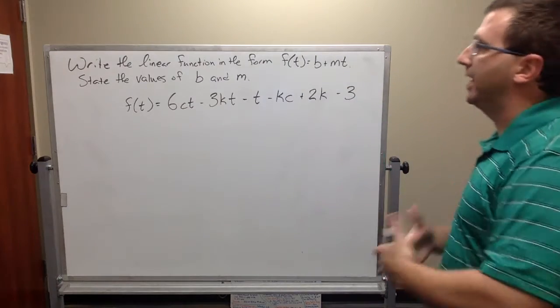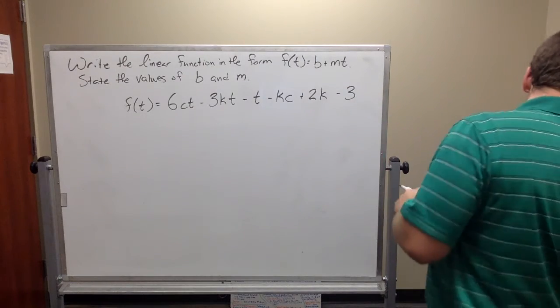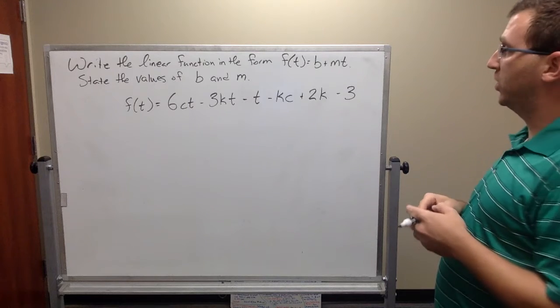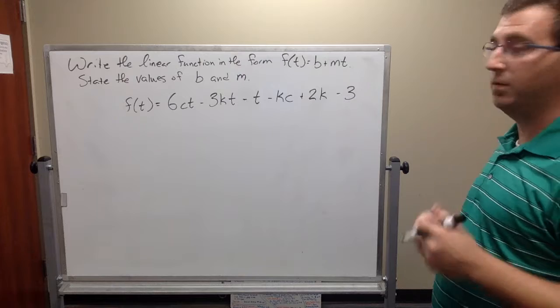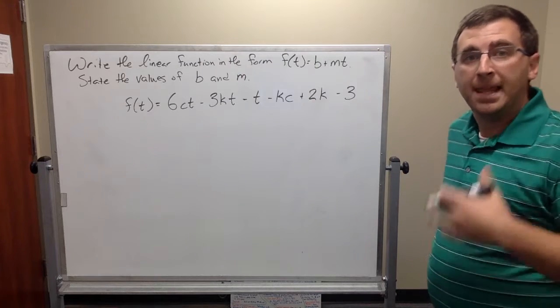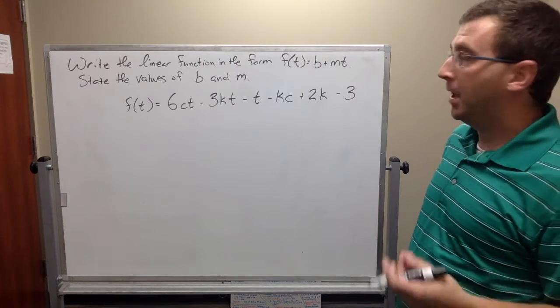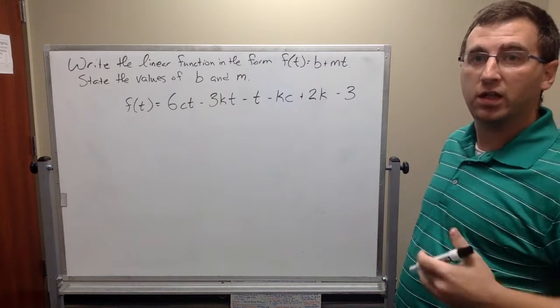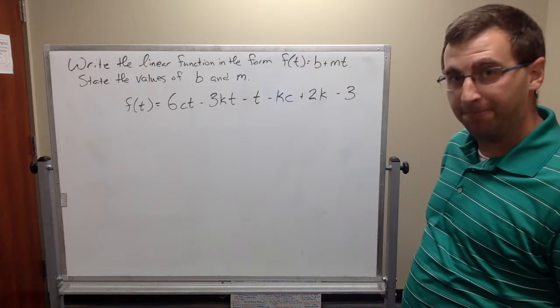Hi, good afternoon. So we had another question regarding question 43 in section 2.2. Write the linear function in the form f of t is equal to b plus mt. State the values of b and m. Also, the directions say that your answer could include constants such as k and c.